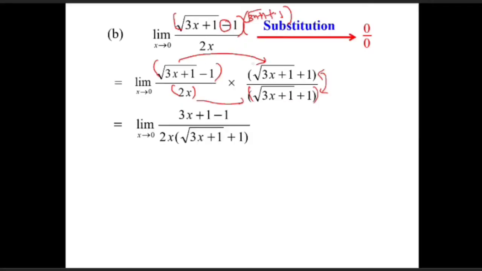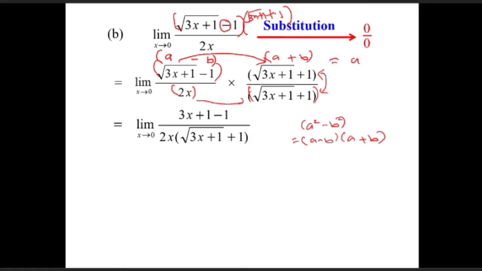So just expand the numerator for this question. And what you get is 3x plus 1 minus 1. A faster way to expand is you can use the formula a squared minus b squared, because this factorization is simply a minus b times a plus b. So conjugate is always in the form of minus and plus. So for this question, our a would be square root of 3x plus 1, and our b is positive 1. In the middle, there's a minus, and then here is a plus.